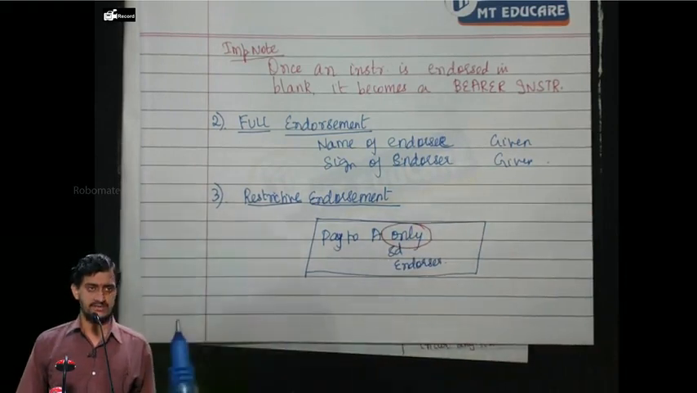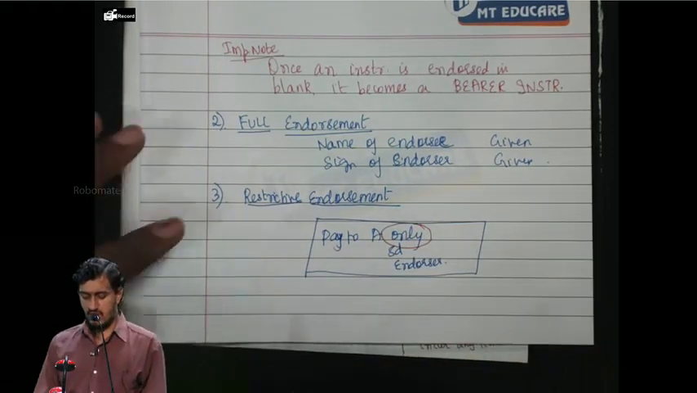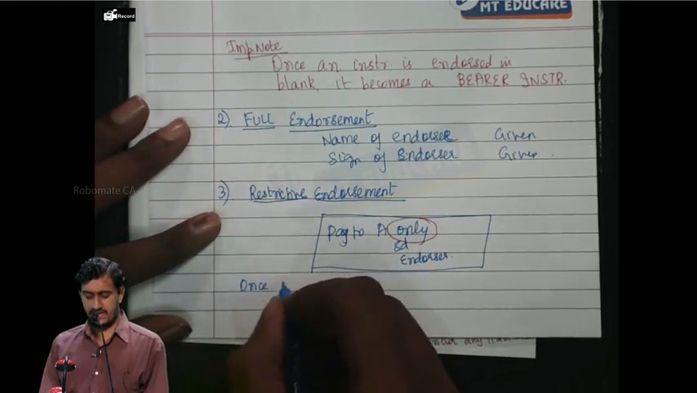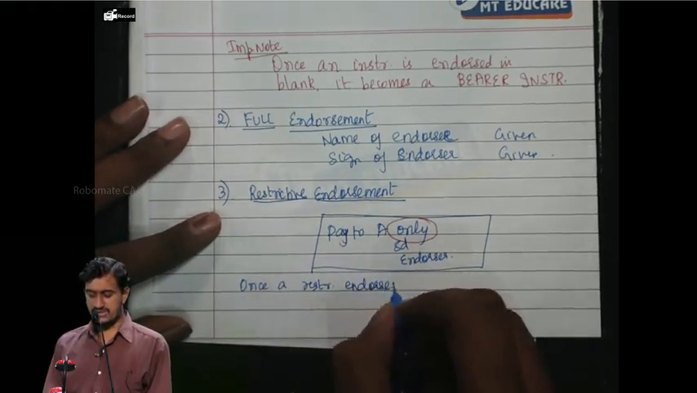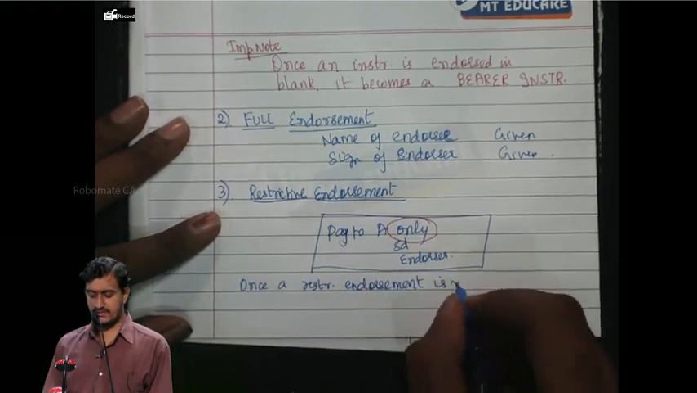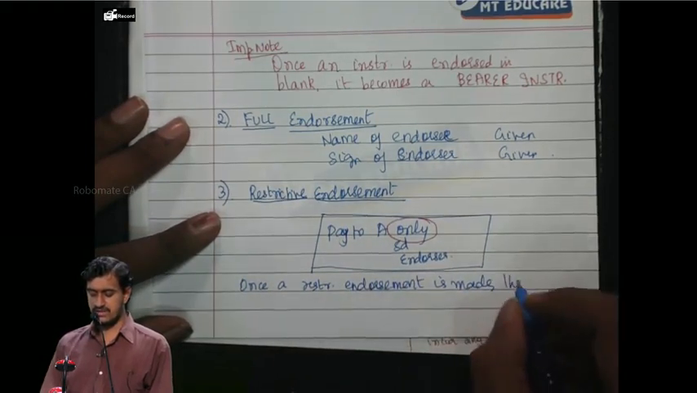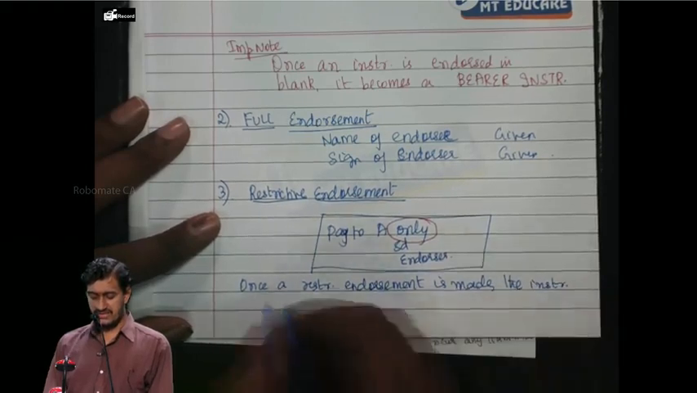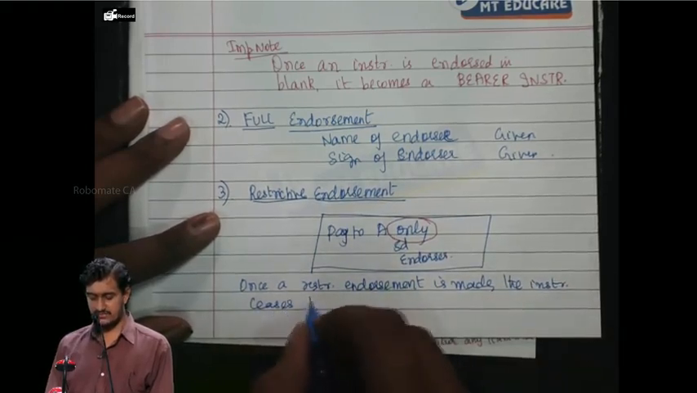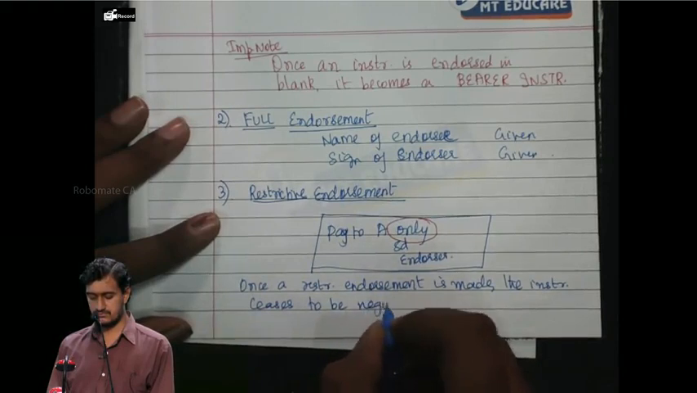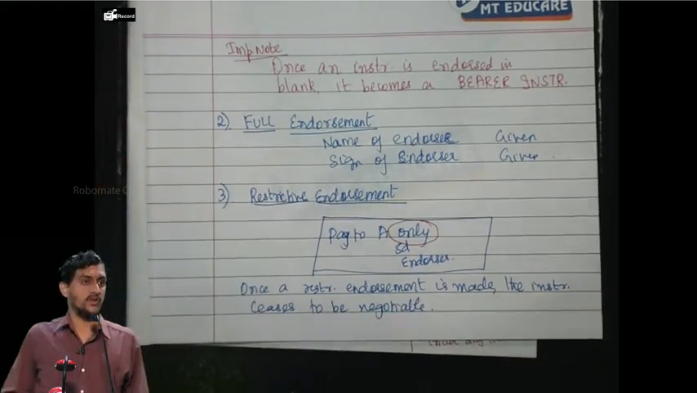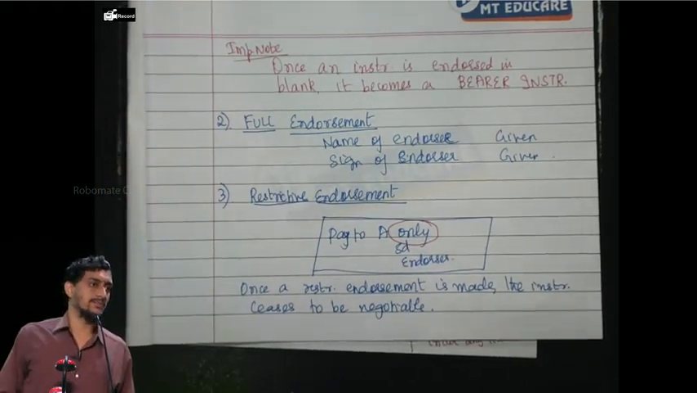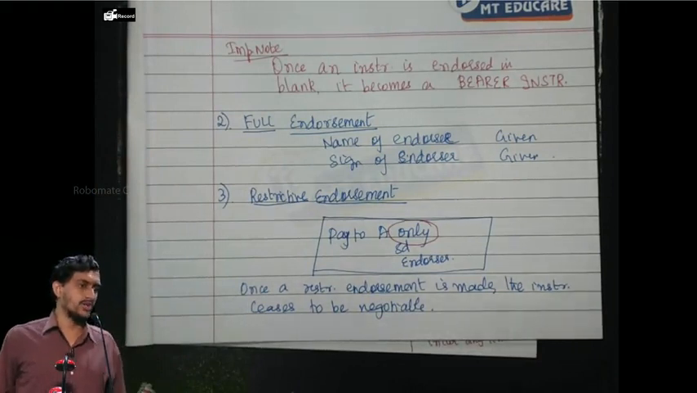Take it from me friends, once a restrictive endorsement is made, the instrument ceases to be negotiable. Now once I write pay to A only, can A endorse this to somebody else? No, it is not possible. The instrument ceases to be a negotiable instrument.